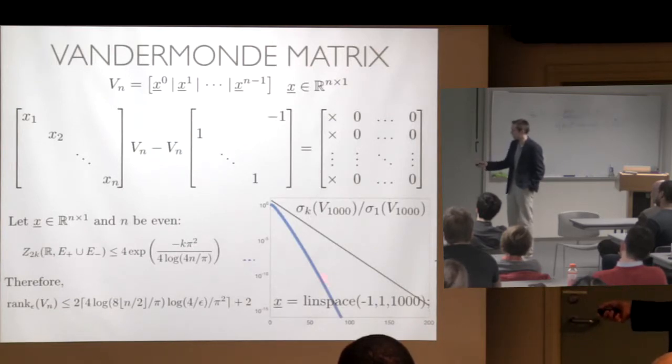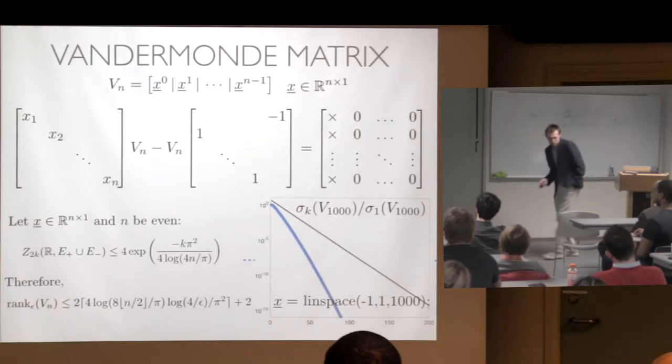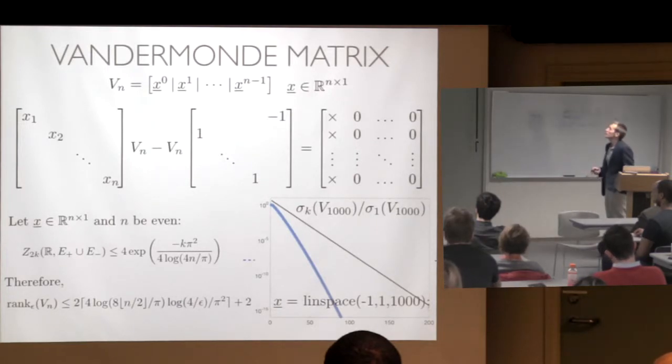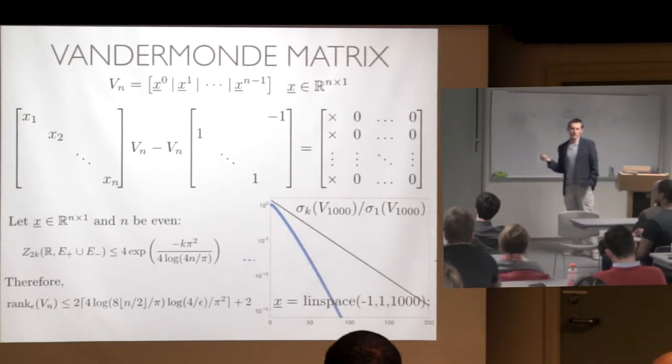But these are the singular values decay. I've got some geometric bound, but they're faster than that. I don't know how to do that. Are there any questions about the 3 examples?